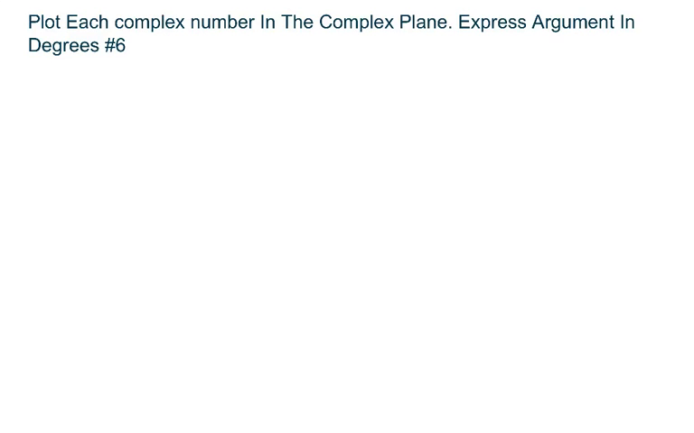Hi everyone. We're going to plot each complex number in the complex plane and express the argument in degrees. The first one we're going to do is negative 2 plus 3i. Okay, the second one we're going to do is square root of 5 minus i.